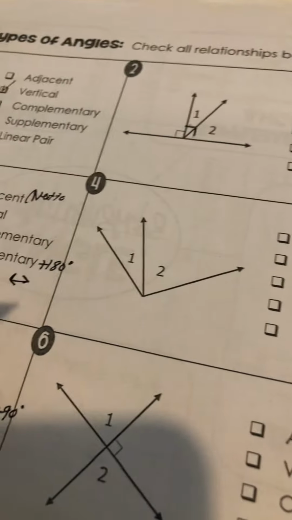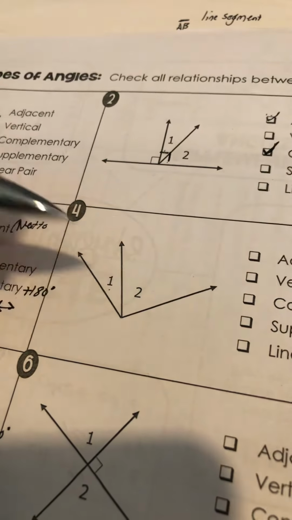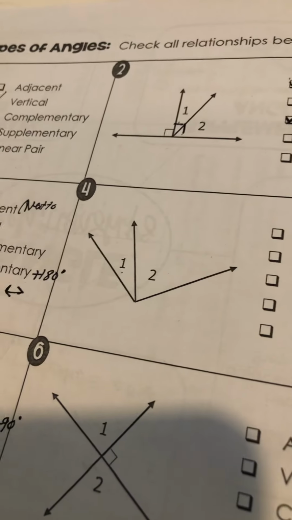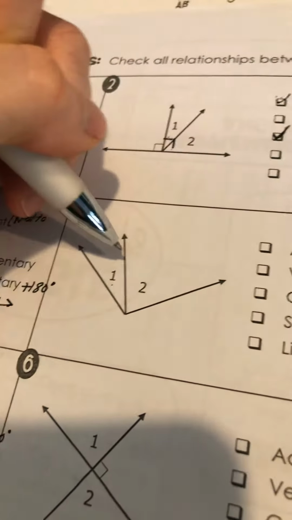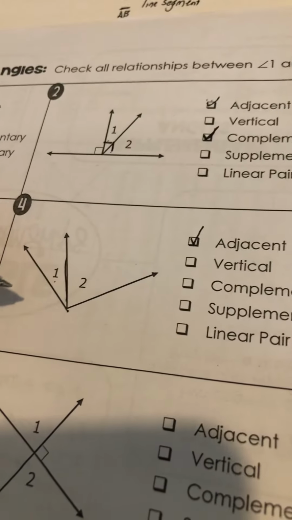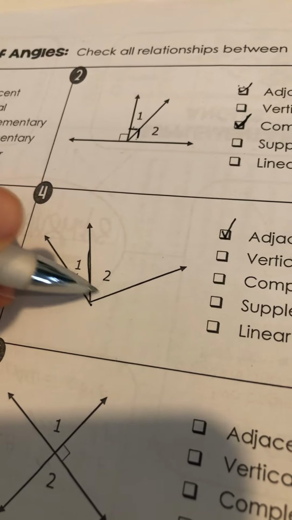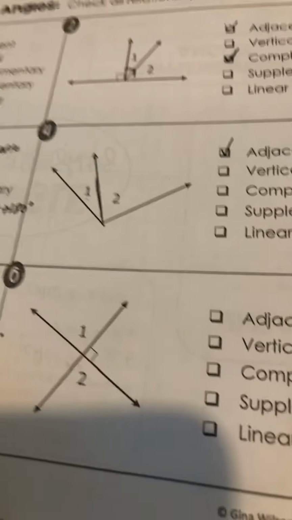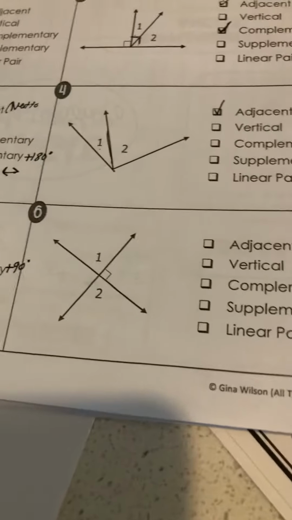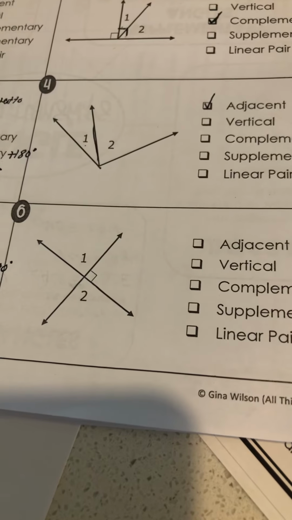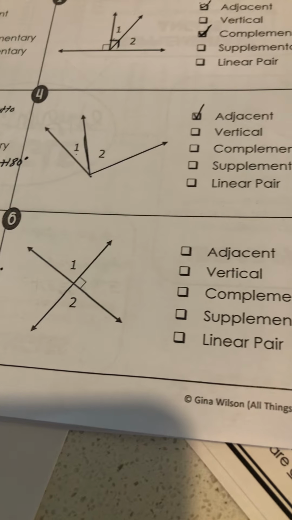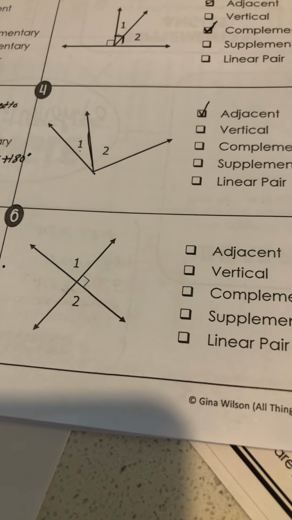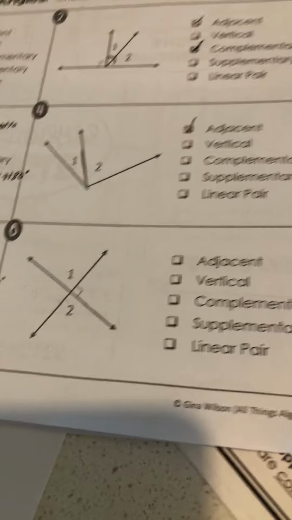Okay? If we look at number 4, angle 1 and 2, they're next to each other, so they have to be adjacent because they share a side and the vertex. But we don't know anything else about them. We don't know if this makes a right angle. We don't know anything else, so only adjacent. And the last one, number 6. These guys have 1, 2, I guess 3 of these types of angles.